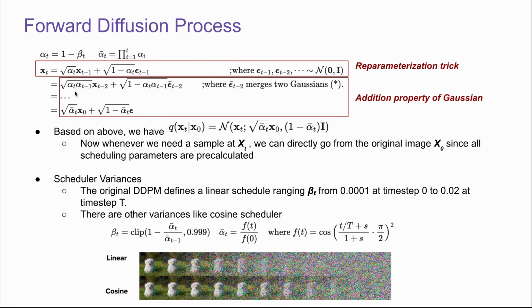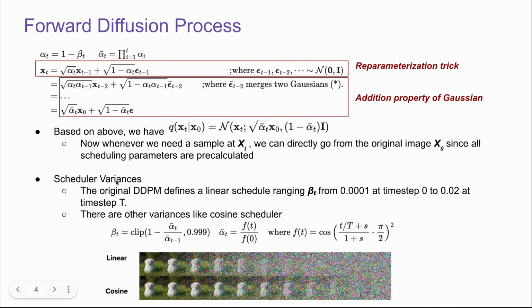And then we expand xt minus 2, and then we expand xt minus 3 until we get x0. So we have xt equal to this. So based on the above, we have the distribution q of xt given x0. It's also a normal distribution. This is the expectation, and this is the variance. Now, whenever we need a sample of xt, we can directly go from the original image x0, since all the scheduling parameters are pre-calculated. So we don't have to go through the Markov chain.